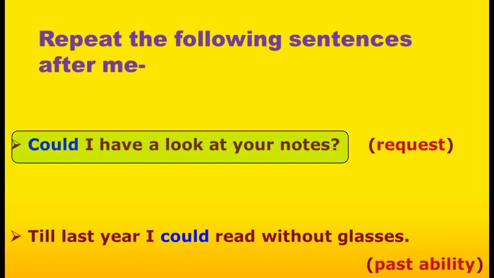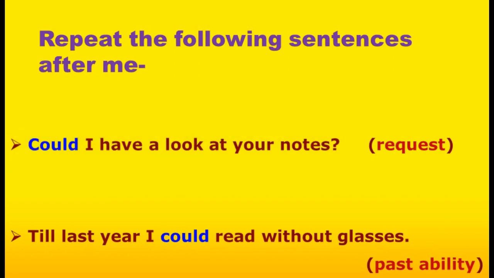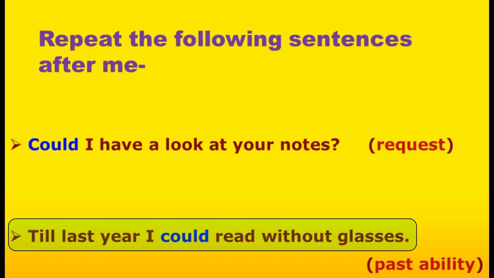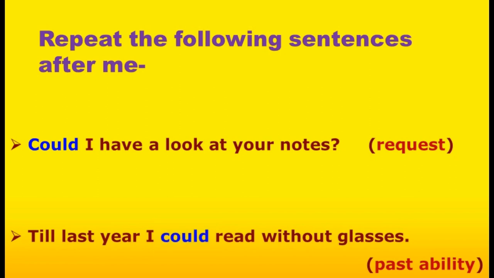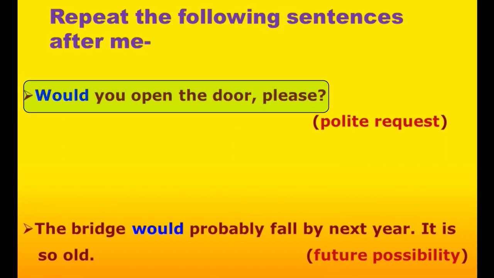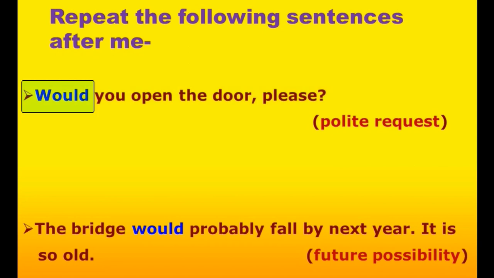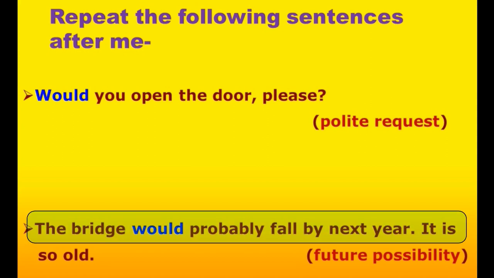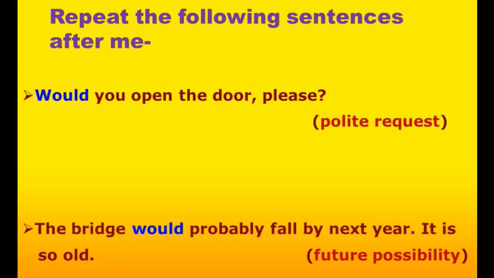Could I have a look at your notes? Here, could indicates polite request. Till last year, I could read without glasses. Here, could indicates past ability. Would you open the door, please? Here, would indicates polite request. The bridge would probably fall by next year. It is so old. Here, would indicates future possibility.